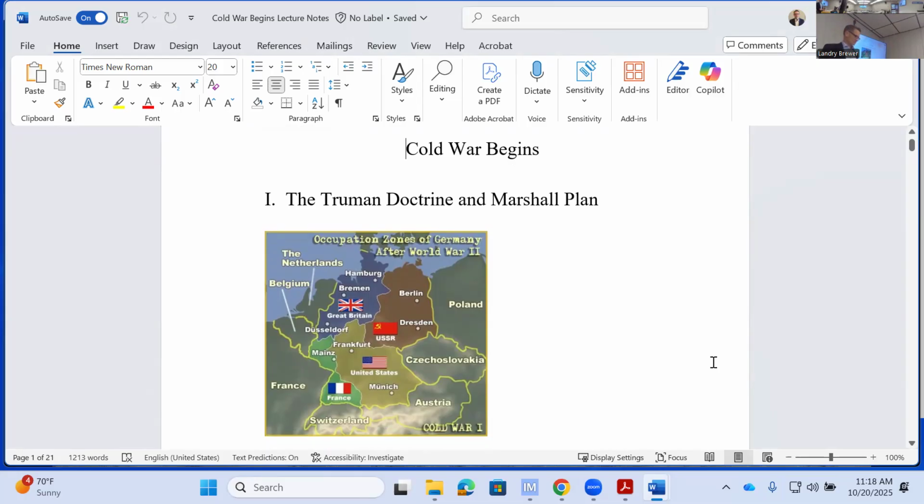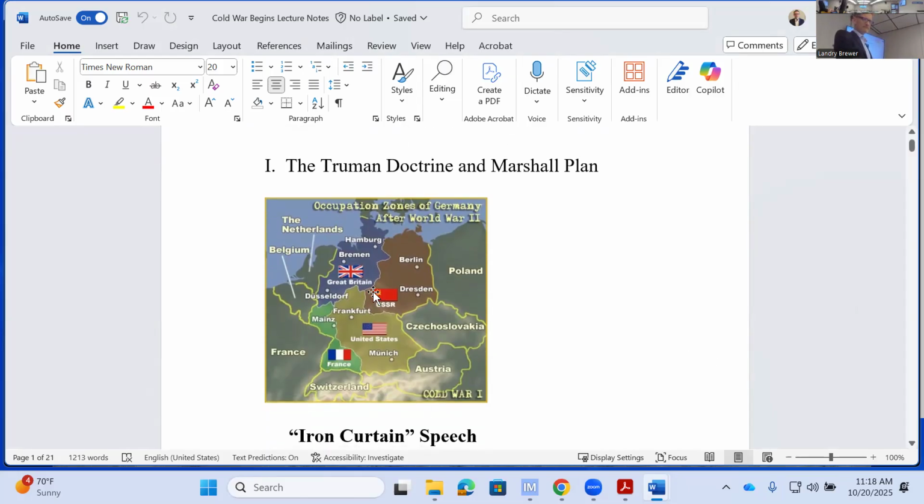The Cold War begins. Roman numeral 1, the Truman Doctrine and the Marshall Plan. Remember, Germany is divided at the end of World War II. 4 occupation zones. The Soviet Union occupies the eastern zone of Germany, where the capital city of Berlin is. The Western occupation zones see the British, the French, and the Americans occupying those.